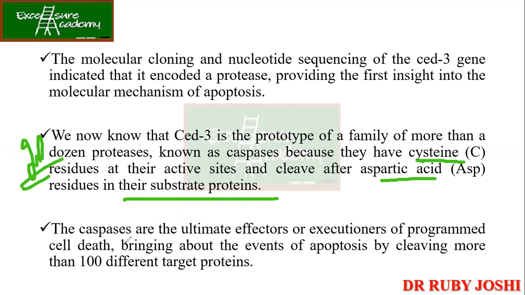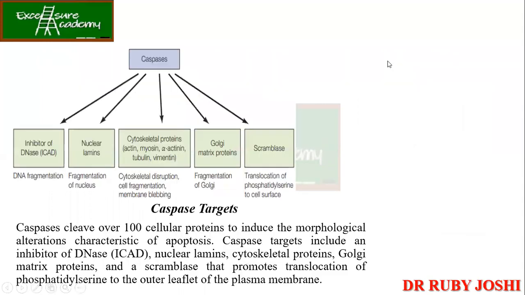Now, these caspases are the ultimate effectors or the executioners of programmed cell death, bringing about the events of apoptosis by cleaving more than 100 different target proteins. Guys, this is really very important and if possible, I will be sharing the video also in which you can see the entire apoptosis process. ठीक है, मुझे मालूम है जितना हम वीडियो देखते हैं उतना ज्यादा हमें क्लियर होता है. Okay. So this is about the caspases.